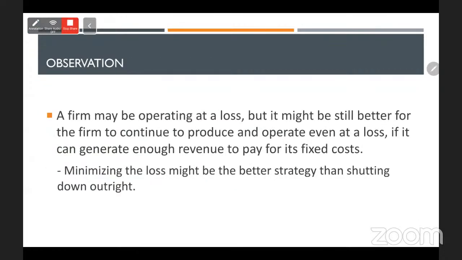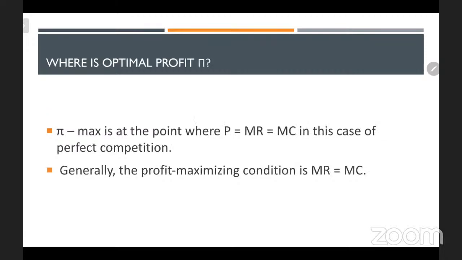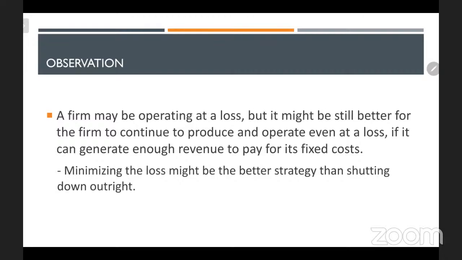Okay. So, observation. A firm may be operating at a loss, but it might still be better for the firm to continue to produce and operate even at a loss if it can generate enough revenue to pay for its fixed costs. So, as long as this condition is satisfied, MR is equal to MC, all right? And it may turn out that it's a negative profit.